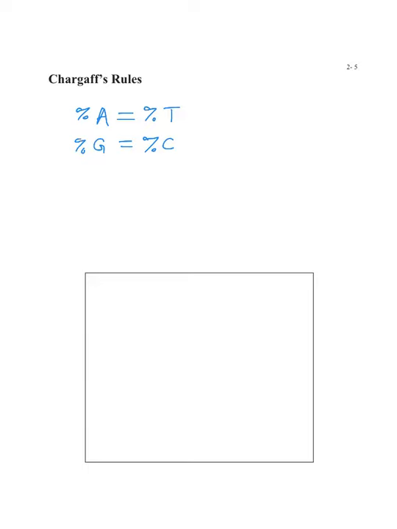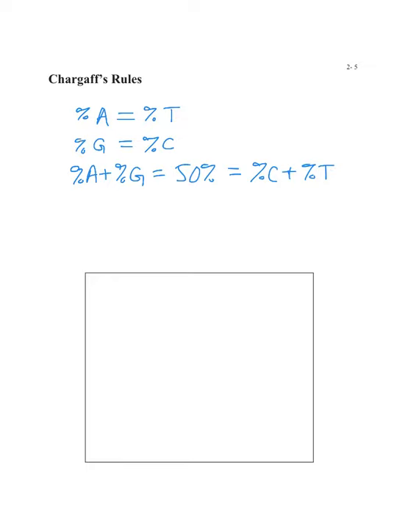Chargaff's third rule is very interesting and also not quite as obvious. It turns out he noted that the percentage of A and the percentage of G is always equal to 50%. Likewise, the percentage of C and the percentage of T also added up to 50%.